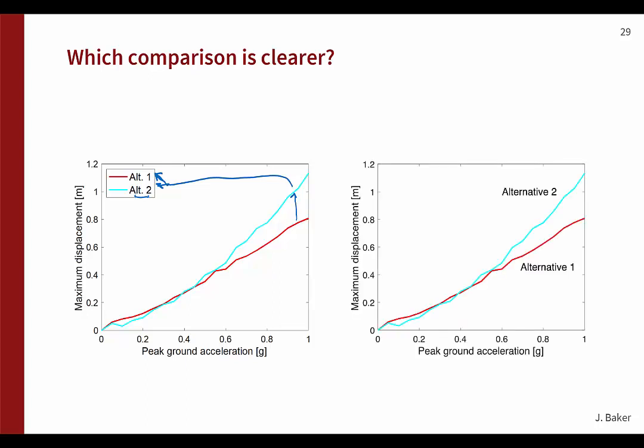If I just make a slight change, it's the same data over here. I say, okay, the blue line is bigger than the red line. I see that. And I see, okay, that's alternative 2. So alternative 2 has bigger displacements. Right, that's a much easier operation for the audience to do.